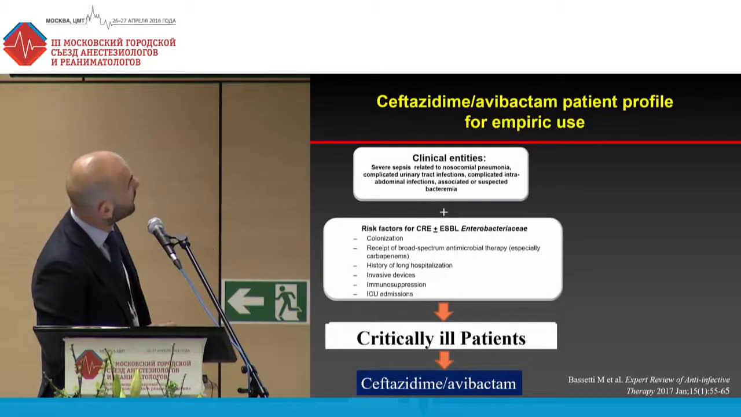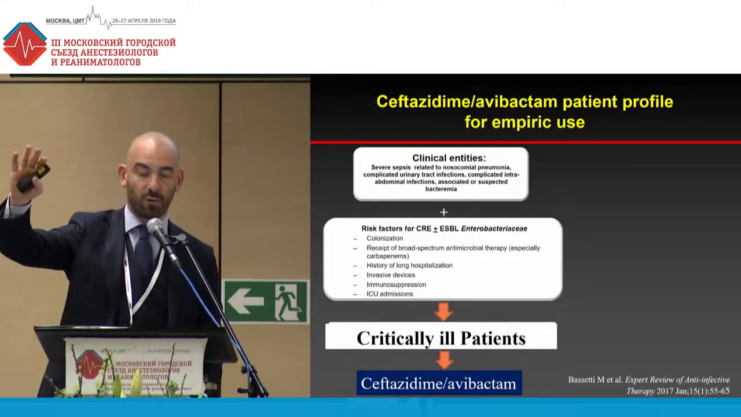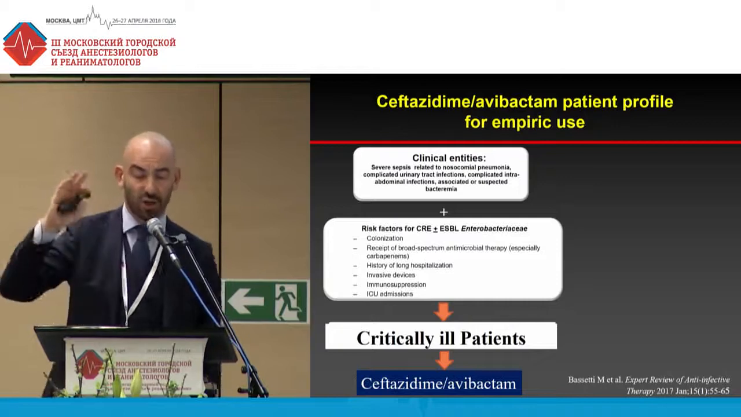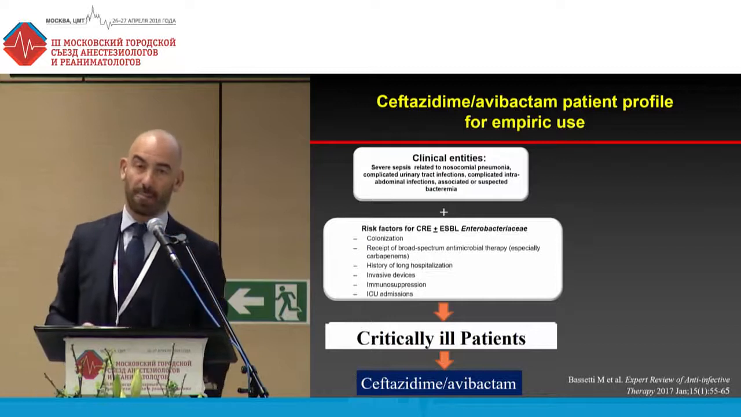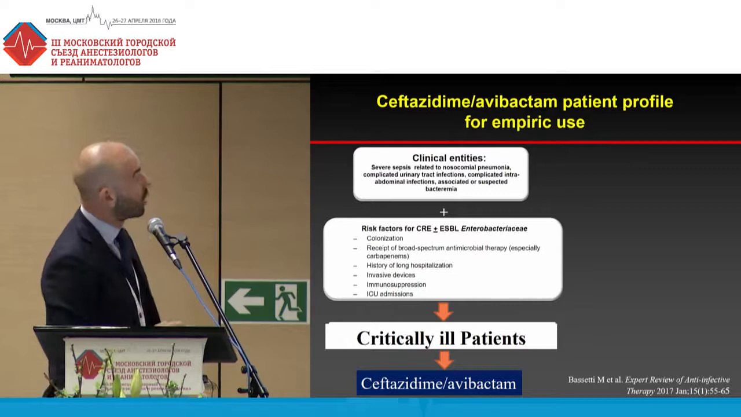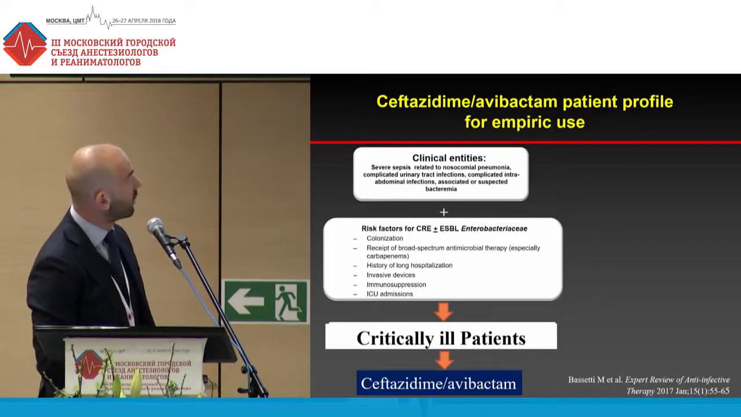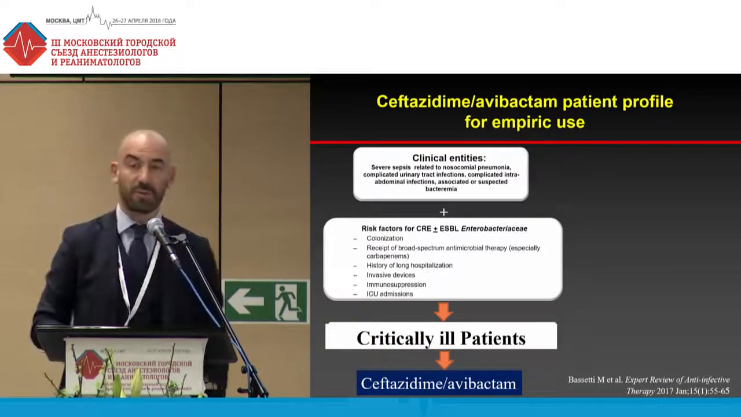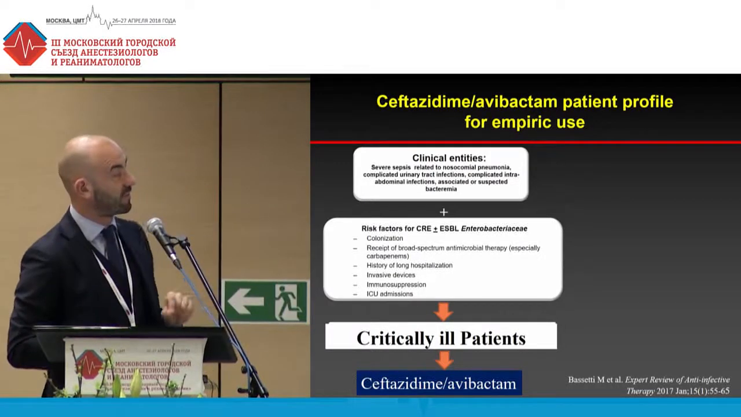So, these are the clinical entities. The clinical entities are severe sepsis related to nosocomial pneumonia, complicated urinary tract infections, complicated abdominal infections, or suspected bacteremia, with risk factors for CRE and ESBL and Pseudomonas also. Typically, colonization, receipt of broad-spectrum antimicrobials, history of long hospitalization, invasive devices, immunosuppression, ICU admission. Critically ill patients, but this is not enough.